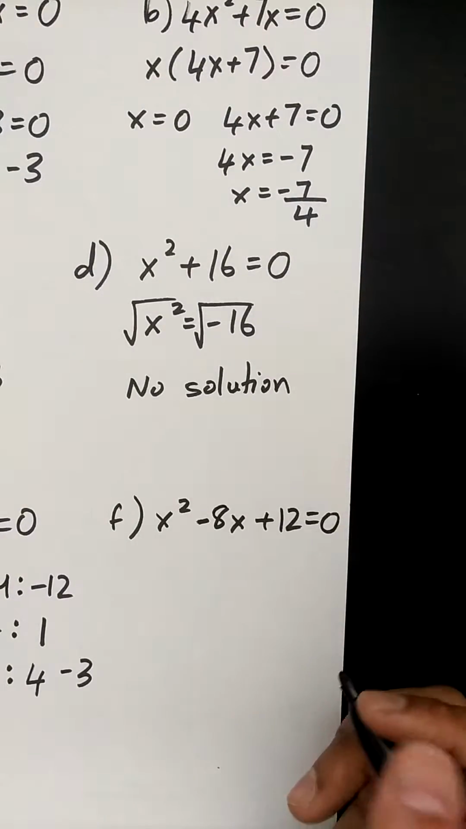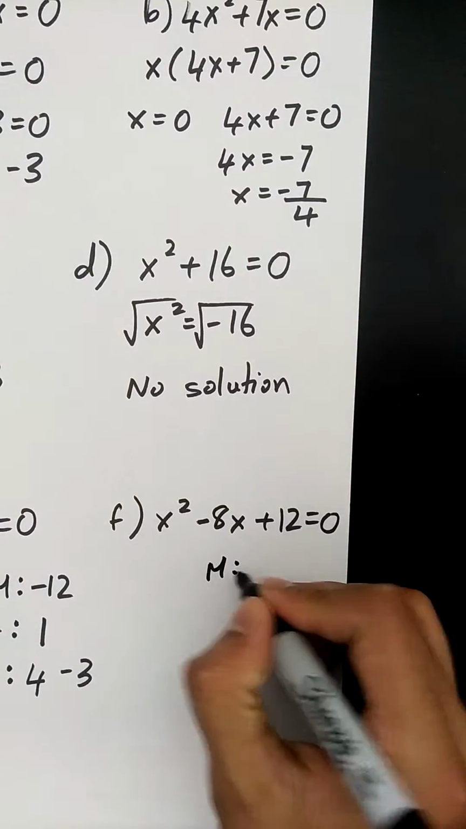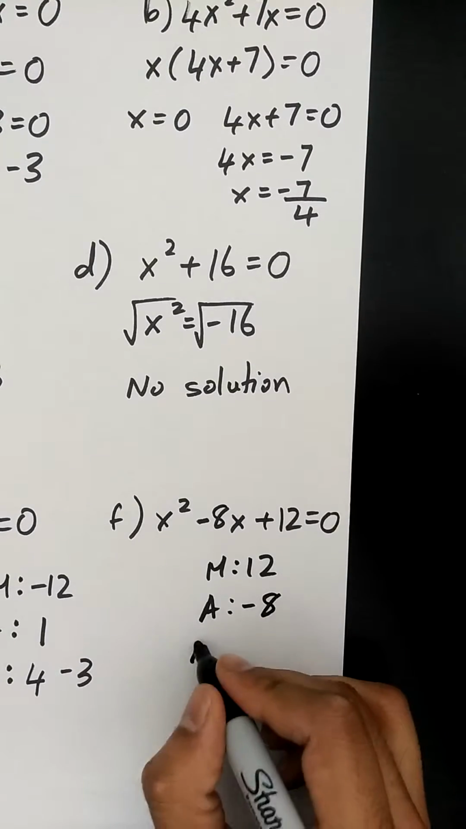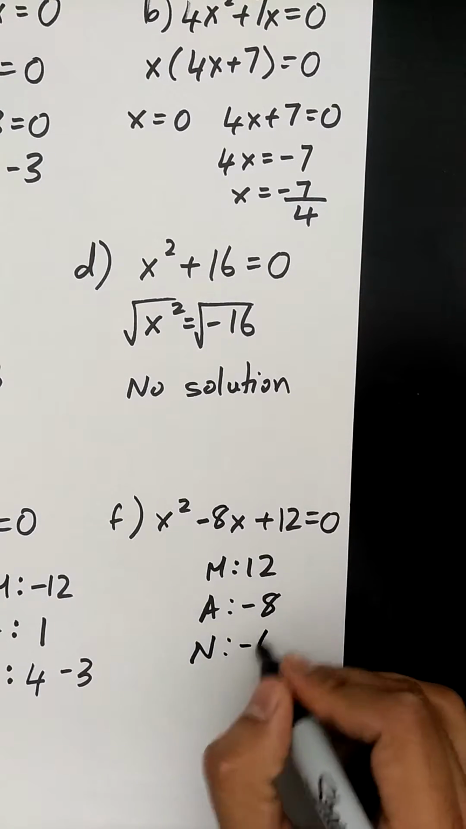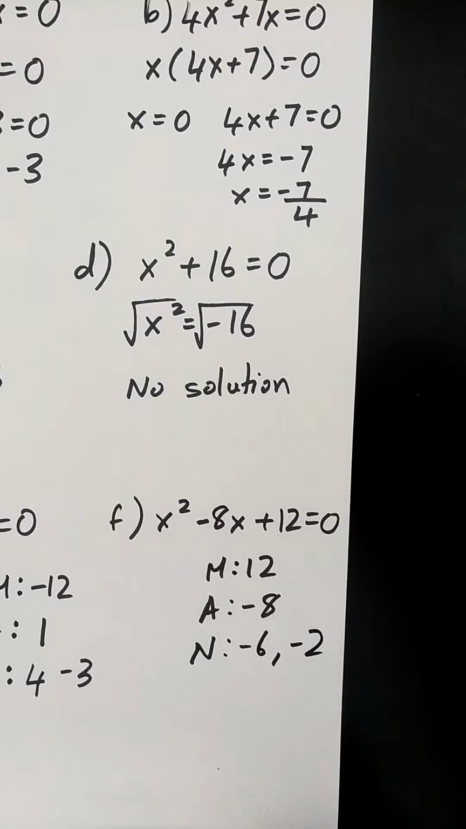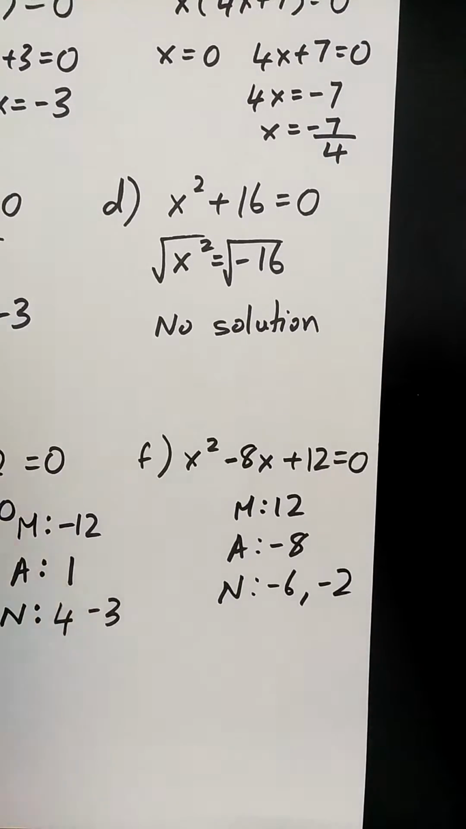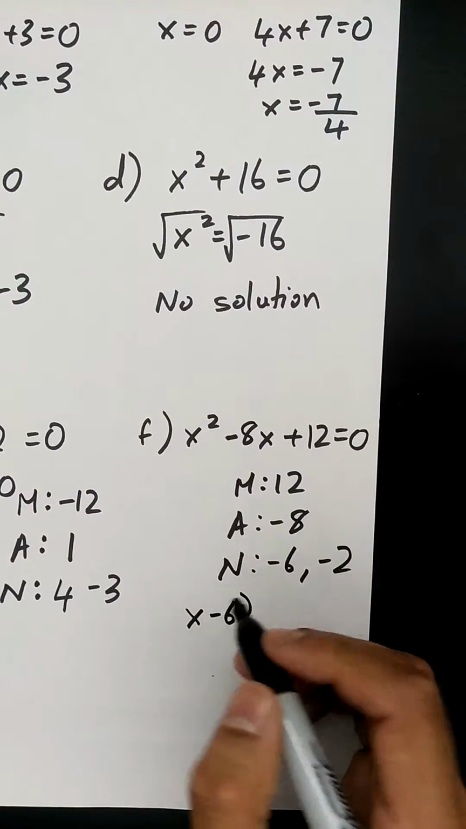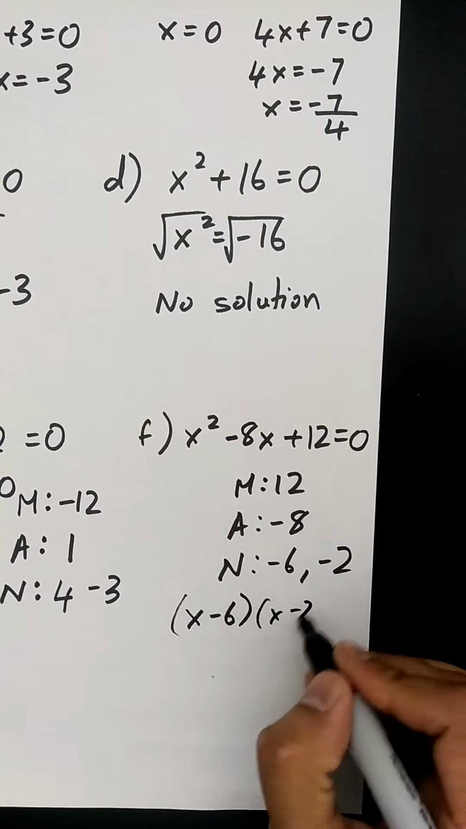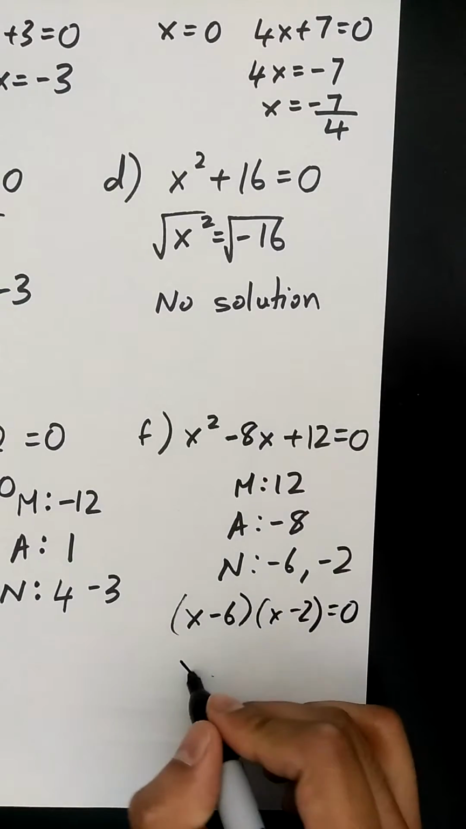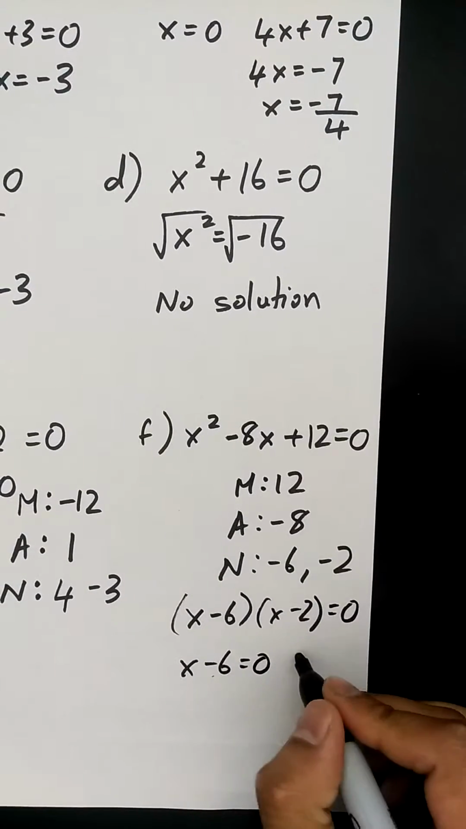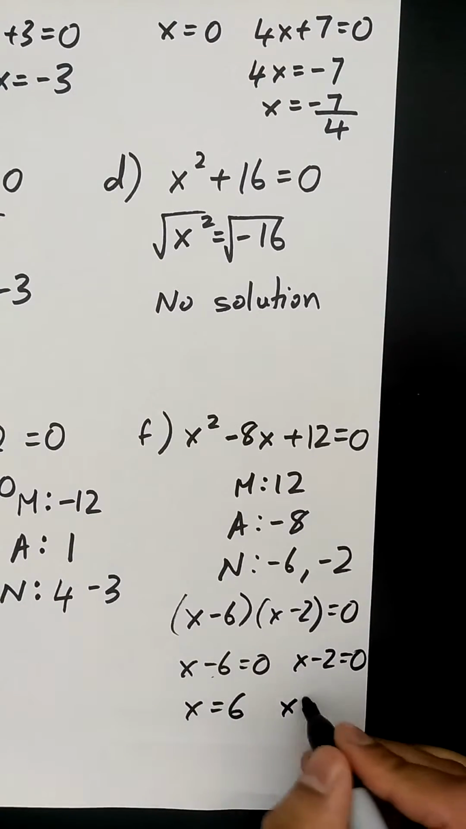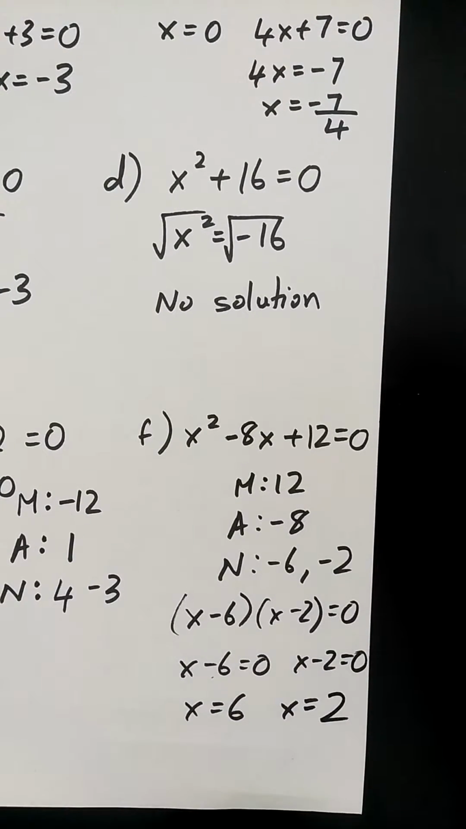Same thing with this one here. I'm going to use my MAN method. So my M is 12 and my A is -8. My two numbers are -6 and -2. So I can continue the equation. It's going to be x minus 6, x minus 2 equals 0. x minus 6 equals 0, x minus 2 equals 0, x equals 6, or x equals 2.